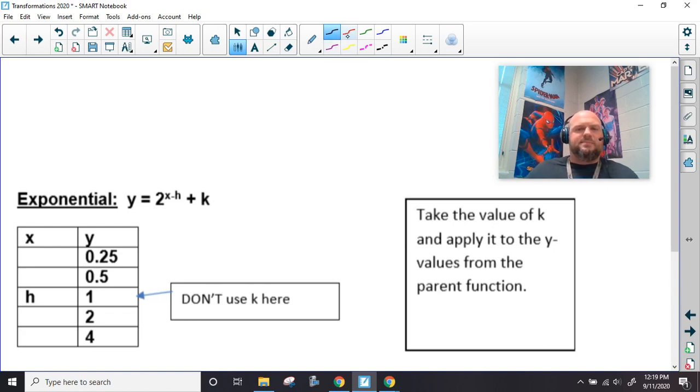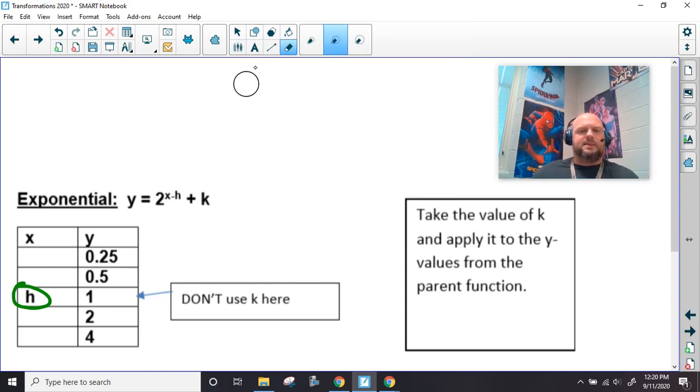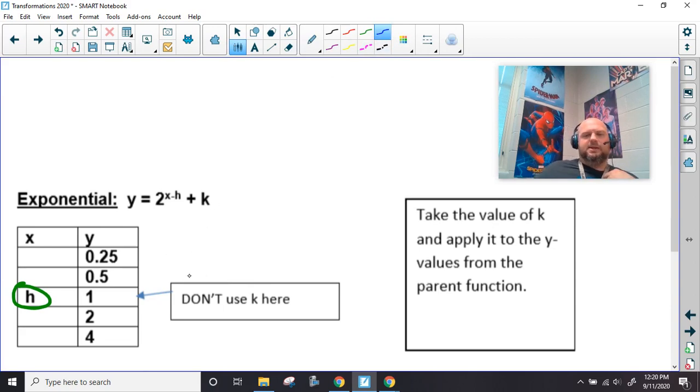All right. Here's the big thing right here. Your H value is the only thing that goes into our X values. Now, we don't use K right here. There is no vertex on this graph because the graph looks like that, and there is no vertex. So now, what we do actually right here is we take the value of K and apply it right here. That doesn't make sense, but I'll show you.